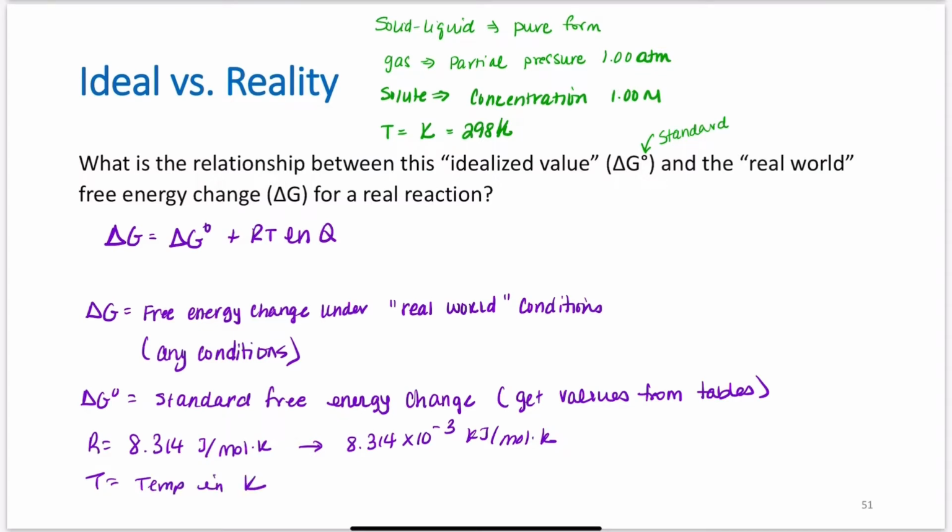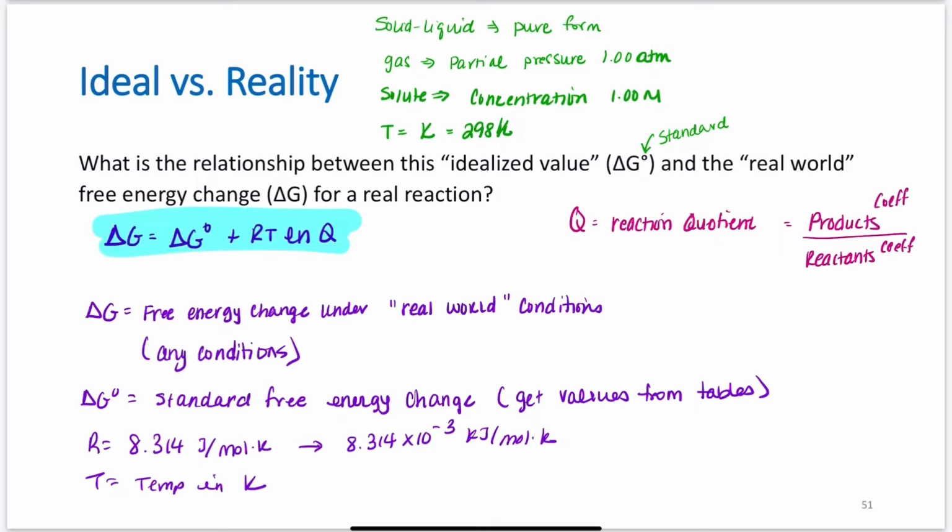And do you guys remember Q? Hopefully you remember Q. Q is your reaction quotient, which is what I call the products over reactants equation. It's not quite correct like that. It's your products raised to their respective coefficients divided by the reactants raised to their respective coefficients. And this is for pressures or concentrations. Solids and liquids remain constant. So this equation, you need to know. You need to know how to put the pieces into it. Let's go ahead and work a couple examples.